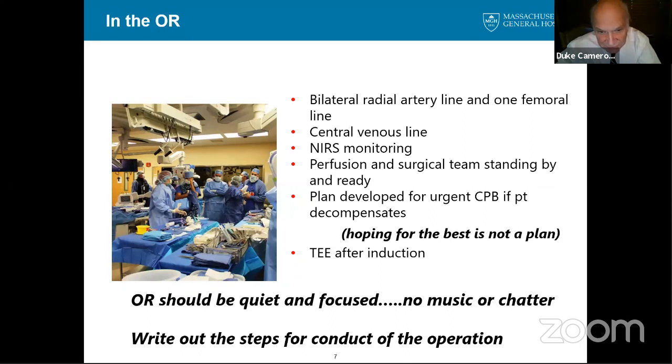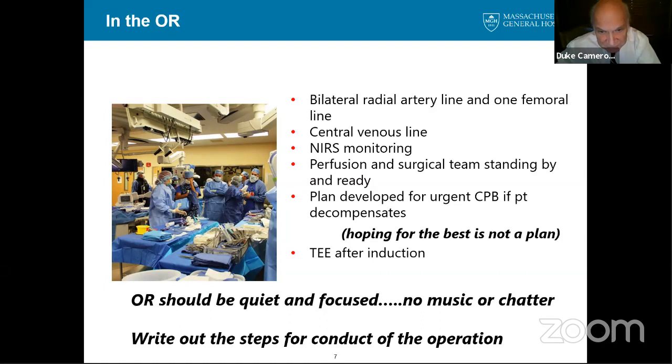Now, at risk of sounding like I'm editorializing, and I know some people feel differently about this, but these are patients that I think more than any other cardiac patient that I can imagine should be cared for in a quiet and focused operating room. No music, no chatter about things irrelevant to the patient or the patient's operation.